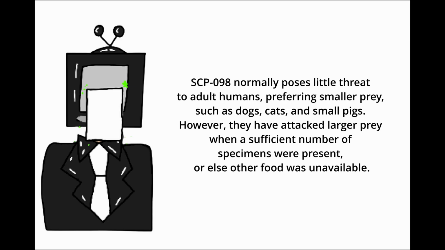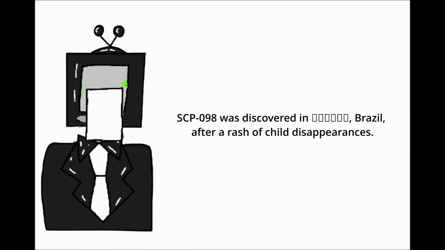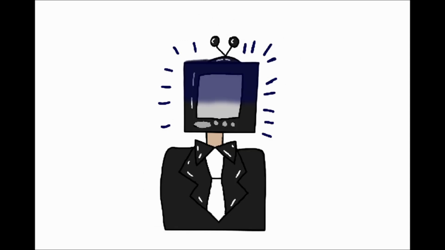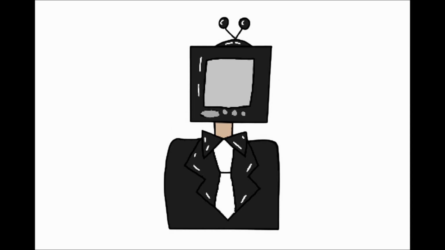SCP-098 normally poses little threat to adult humans, preferring smaller prey such as dogs, cats, and small pigs. However, they have attacked larger prey when a sufficient number of specimens were present, or else other food was unavailable. SCP-098 was discovered in redacted Brazil after a rash of child disappearances. Okay. Yeah, there it is. So we just learned what the biggest thing they can take down is. A human child.